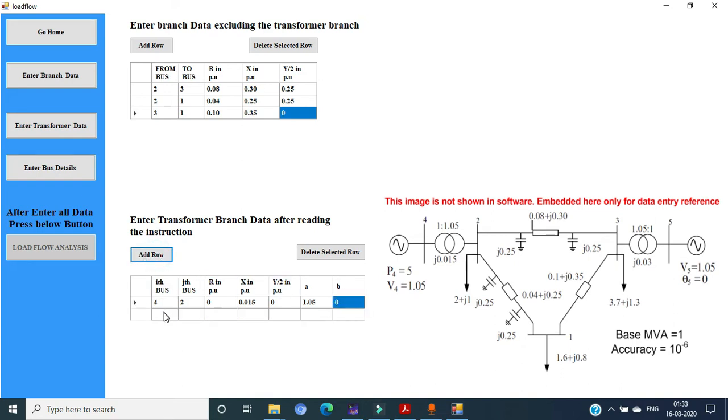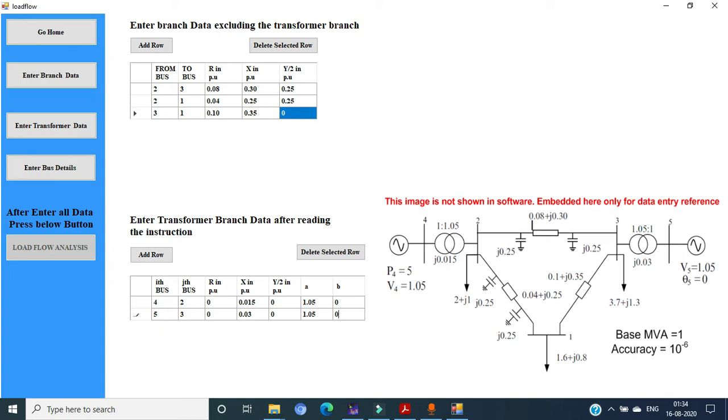Similarly, the second transformer is connected between 5 and 3, and I and J are 5 and 3. R is again 0 here. The per unit reactance of the second transformer is 0.03. Y by 2 is 0. Here also the imaginary part of the turns ratio is 0, but the real part is 1.05. Now we complete all the data entry.